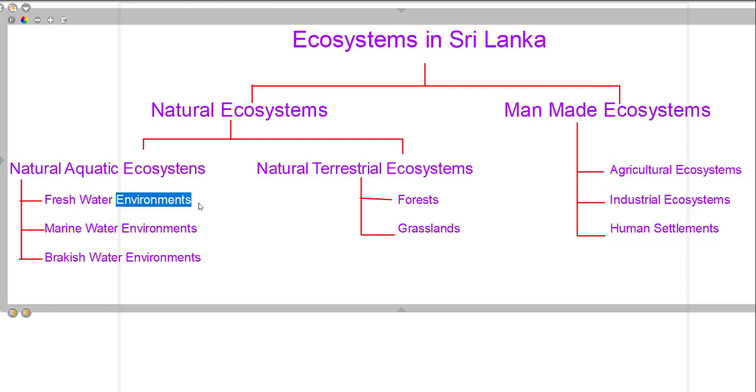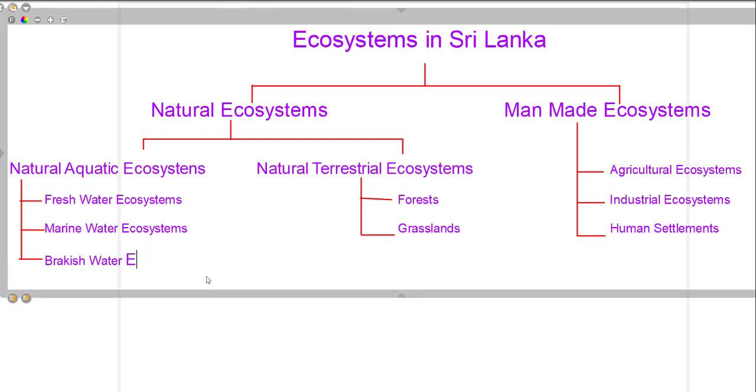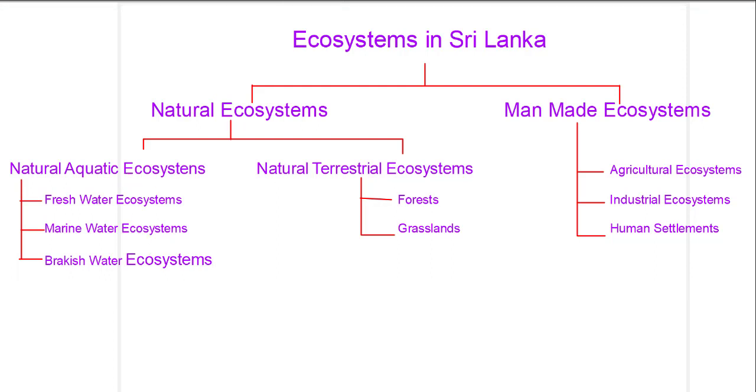And the freshwater ecosystems. The brackish water ecosystems. The natural aquatic ecosystems, that means with water: freshwater ecosystems, rivers, lakes, ponds, streams, like things; and marine water. You can find the oceans, sea, bay. And the brackish water ecosystems. Brackish water means between the fresh water and the marine water.